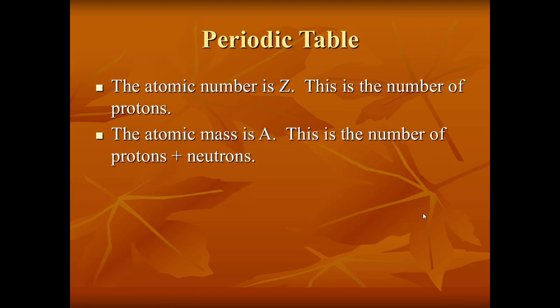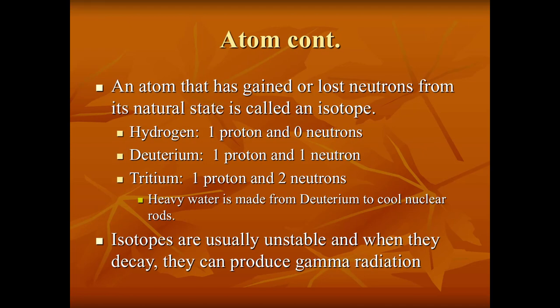On your periodic table, I also want you to take a look at those and know what the atomic number is, and know what the atomic mass is. So this is your number of protons plus the number of neutrons. An atom that has gained or lost a neutron is called an isotope. And if you remember in the last chapter, we started talking about isotopes and radiation. So your hydrogen, deuterium, tritium, this is actually used in nuclear rods, so you're going to see these at your nuclear facilities. Those isotopes are usually unstable, and when they decay, they actually give off gamma radiation. That's why they're so dangerous when you take a look at some of the facilities that have been abandoned.